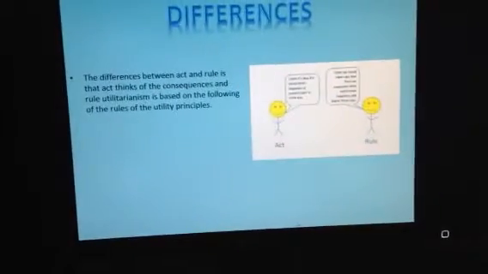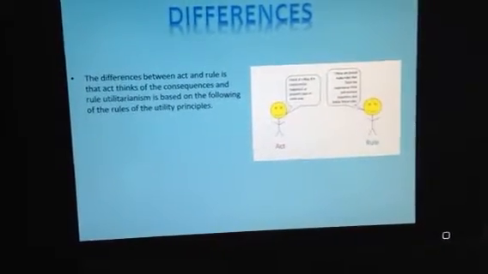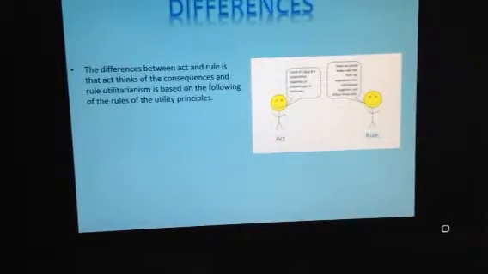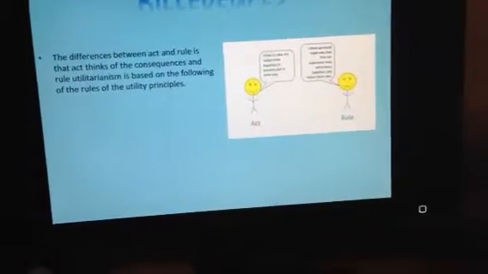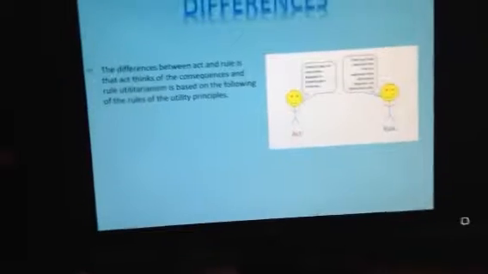The difference between act and rule utilitarianism is that act utilitarianism thinks of the consequences, and rule utilitarianism is based on following the rules of the utility principle.